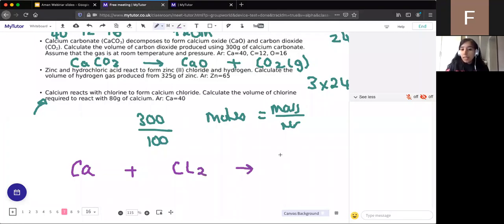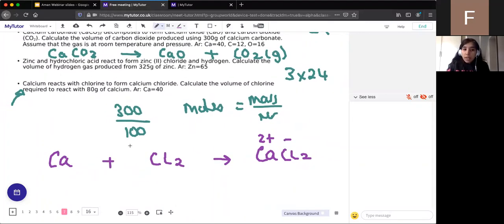So Ca is a 2+ ion. Chlorine is in group 7, it's a 1- ion. So when they react, we have CaCl2, and that's because this is 2+, this is 1-. So when they want to react, we need 2 chlorines to react with calcium so that calcium can lose its 2 electrons and chlorine can therefore gain 2 electrons. So calcium chloride, that's all it is. So it's calcium plus chlorine goes to calcium chloride, and we can see that that is also fully balanced.